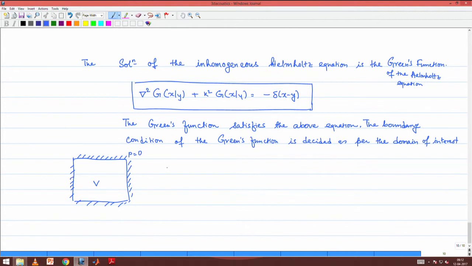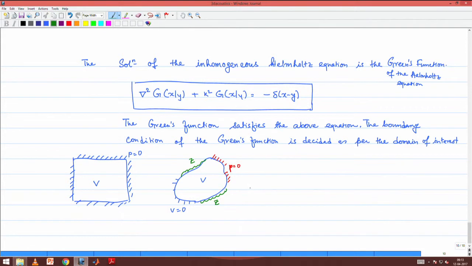Similarly, if you have any other arbitrary shaped volume, and therein you have a portion of the boundary wherein p equals 0 and some other portion where v equals 0. So, here we have, let us say, v equals 0, and on the red hashed surface we have p equals 0, and then on some other portion somewhere here we have a certain impedance z that is specified.